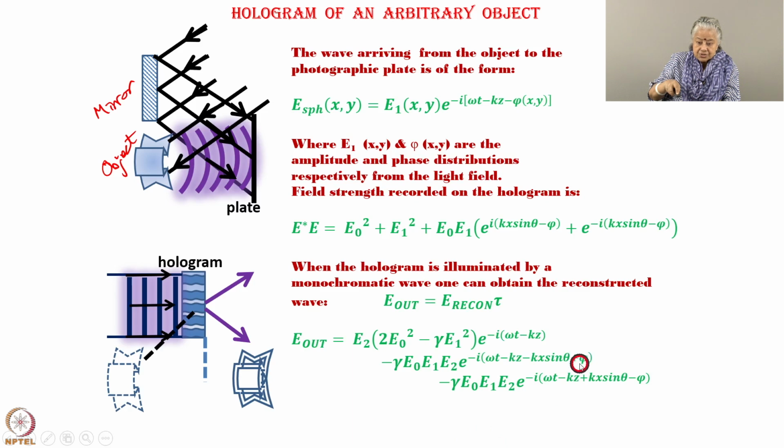This phase term I have just written as phi, and this sin theta is the direction in which it is going. Theta is giving the direction, phi is giving the phase, and then this part is the incident reconstructing wave which is going along here. Okay, so, you actually have these 2 and of course, this other one which is going here.